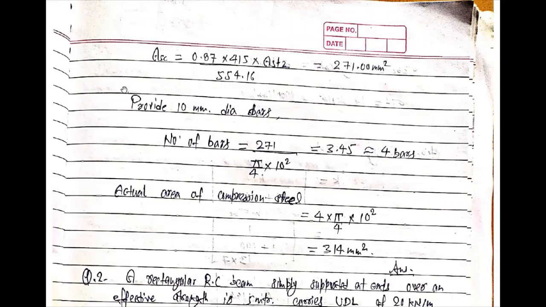For area of steel under compression, only thin bars are needed here. No need to provide thick bars in the compression zone, so we'll provide 10 mm dia bars. For finding the number of bars, we divide the area of steel under compression by the area of 1 bar of 10 mm dia. It also comes out to be 4 bars. Therefore, the actual area of compression steel is 314 mm square. And this is the solution.